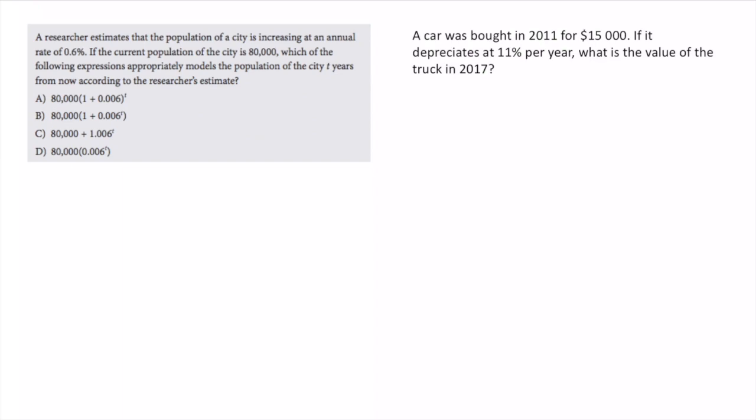Okay, so the first thing we have to do is first determine, is this growth or decay? Obviously it tells us that we're increasing, so we know that this is going to be exponential growth. It tells us our initial value, so right away I know that a is equal to 80,000.